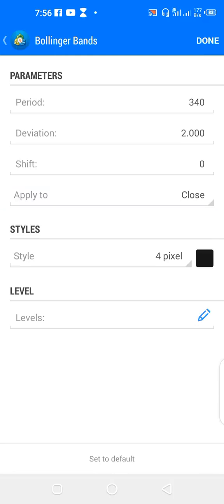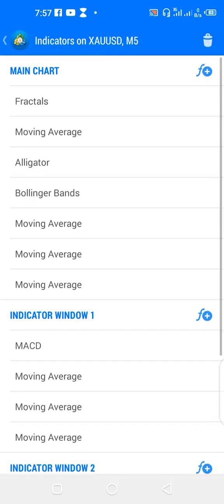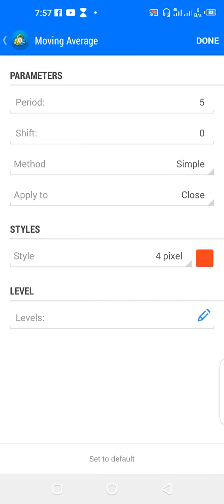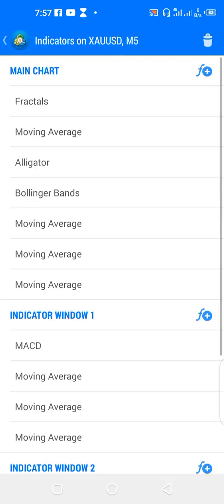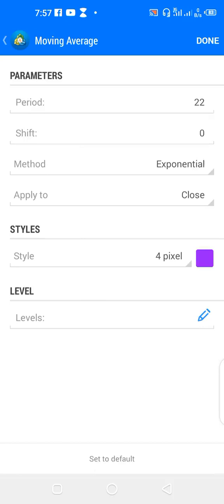For Bollinger Bands, the period is 340, deviation is 2.0, shift is 0, apply to close, color is black. I have moving average, period is 5, shift is 0, method is simple, apply to close, color is red. Another moving average, period is 22, shift is 0, method is exponential, apply to close, color is purple. Then another moving average, period is 20, shift is 0, method is exponential, apply to close, color is purple.